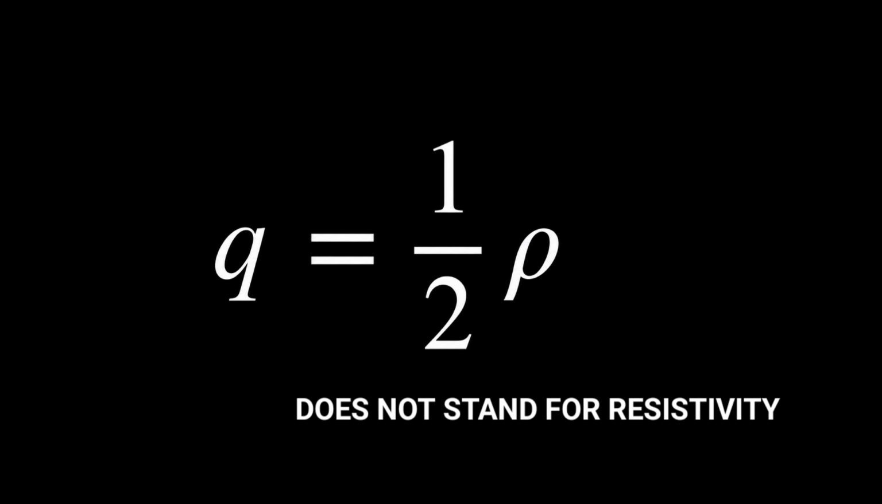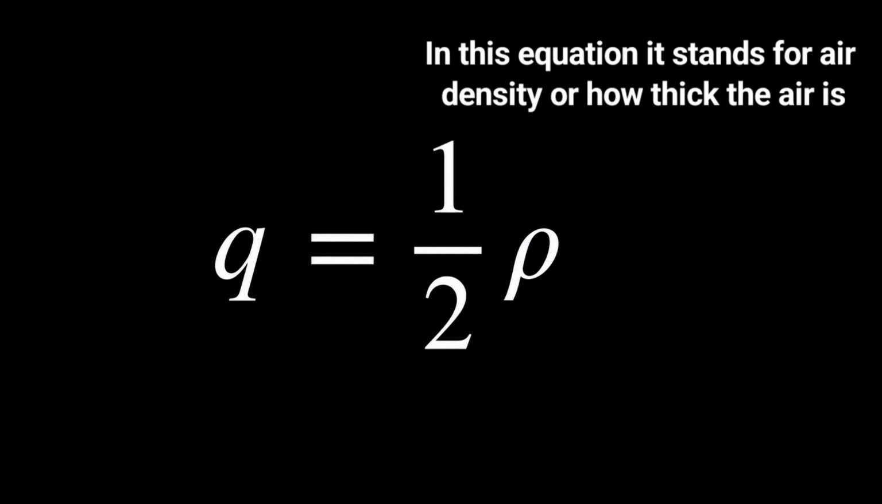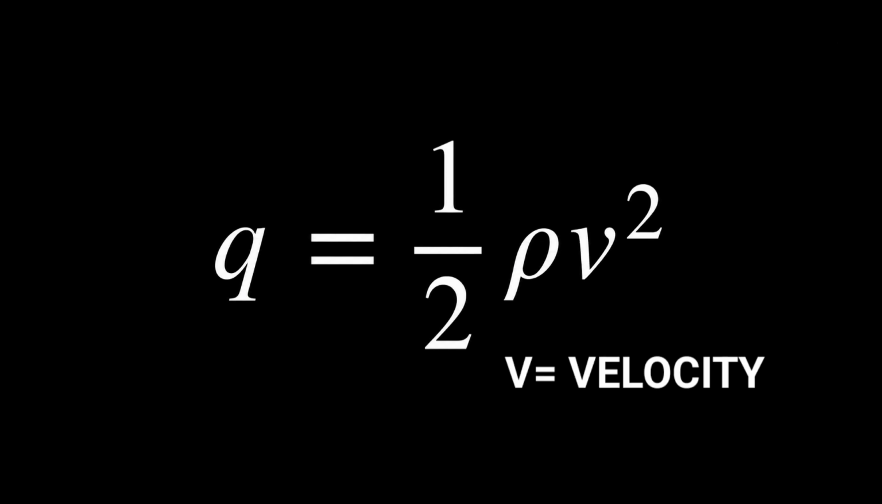And rho does not stand for resistivity here. In this equation, it stands for density, specifically how thick the air is, and V is the velocity, which shows us how fast the rocket is moving. And you may ask why V is squared.